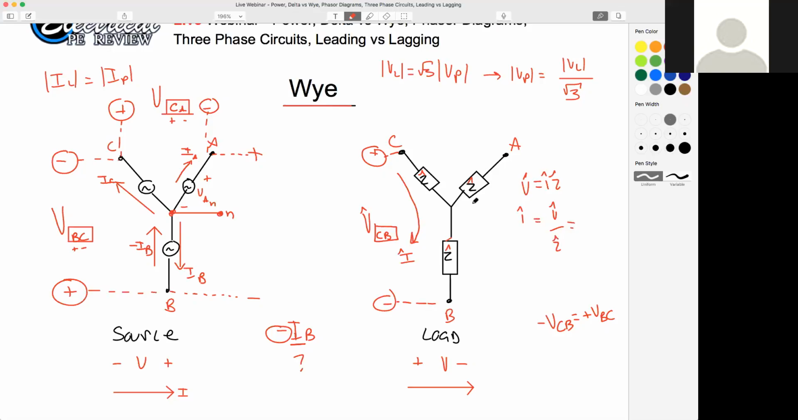So I know, right, the total voltage across this is VCB. And look at this, I've got two impedances in parallel in the direction of that current. Can't I just say that's Z plus Z or 2Z? Who can tell me what's wrong with this?